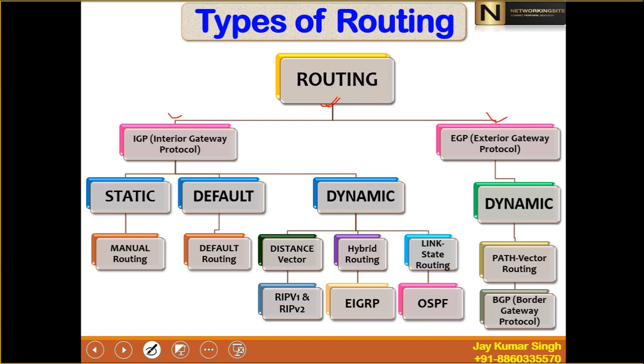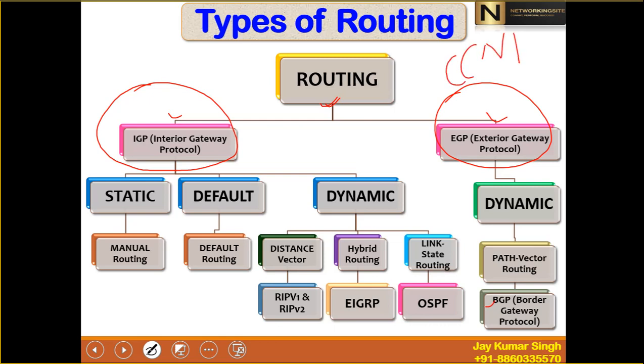Now, the company uses IGP, the interior gateway protocol. But when a company wants to communicate with another company, at that time they use EGP protocol for communication. This is BGP. When you come to know about CCNP, then you will know about all these protocols.